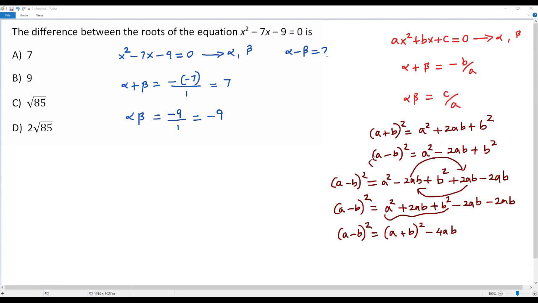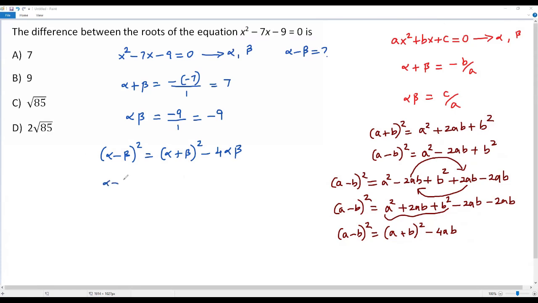So everyone is aware of this identity for a negative b the whole square. Apart from that, there is another identity. So that is a negative b the whole square equals to a positive b the whole square negative 4ab. Okay, now in this identity, what I'm going to do is replace a by alpha and b by beta. Then this identity will become alpha negative beta the whole square equals to alpha positive beta the whole square negative 4 alpha beta.